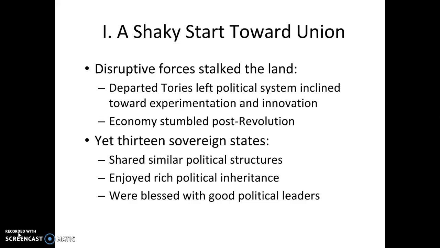Now, while you have that on the one hand with political systems, the economy also is going to stumble in the post-revolution days. And part of the reason is that we don't have one nation. We have 13 sovereign states. They're similar in political structure. And they have some fantastic political leaders, but at the end of the day, they're not one nation. They're 13 states that are sort of independent now, and can act on their own free will and accord. There's nothing to sort of bind them.